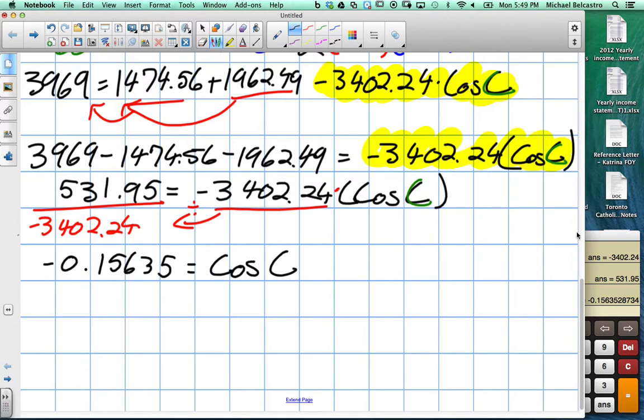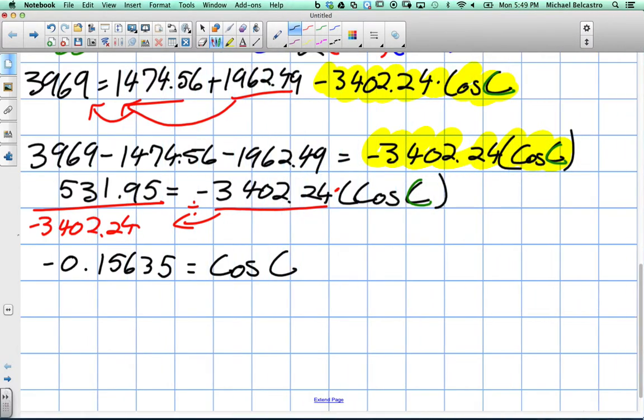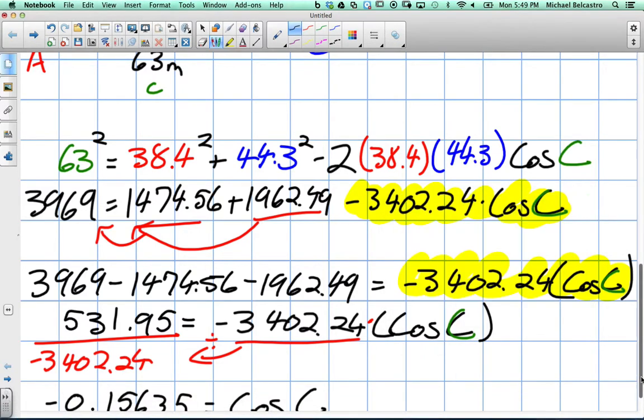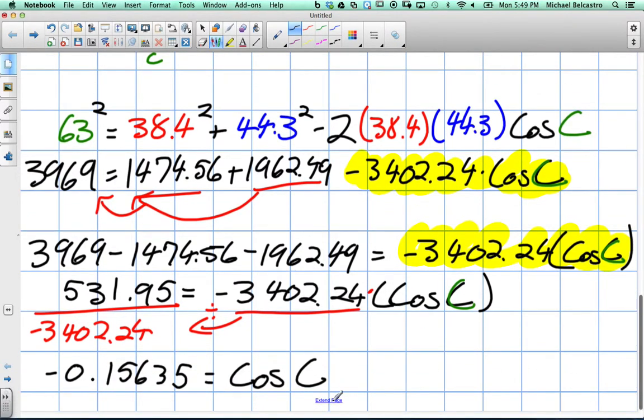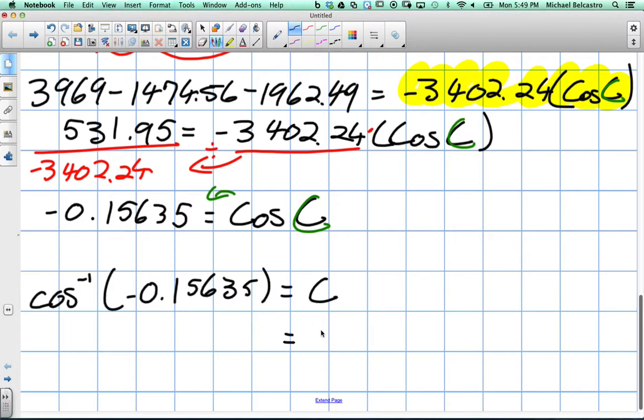So here's the tougher part of this. I'm going to change calculators for this part just so I end up with something that's in degrees. At this point, we take a look at this. We have to get C by itself. So in order to move cos to the other side, it becomes cos inverse of this number, negative 0.15635.